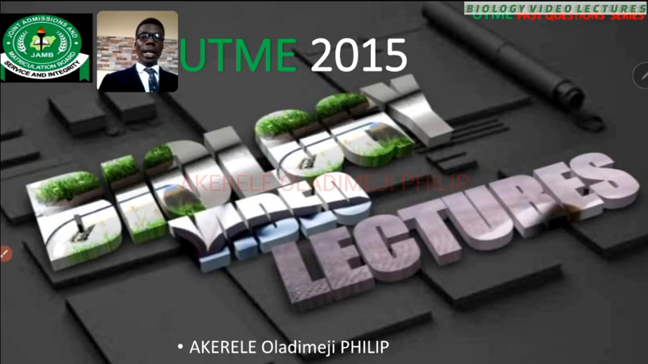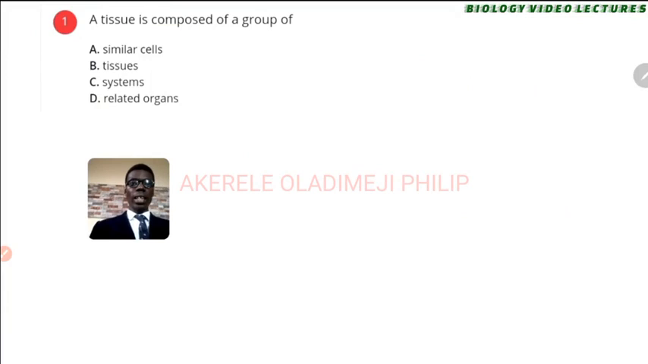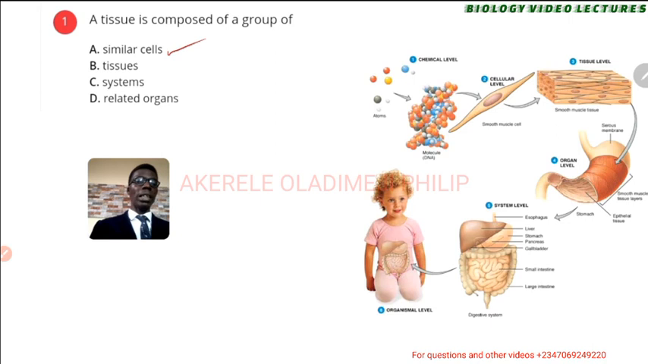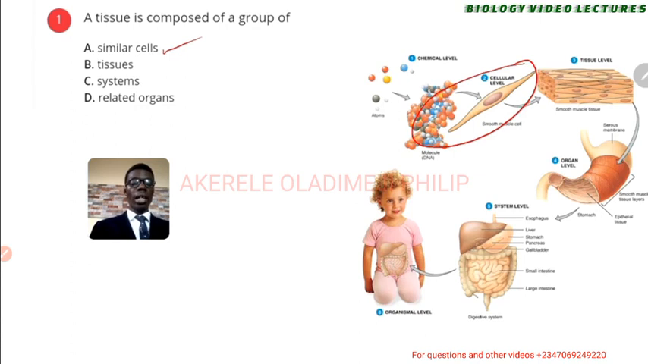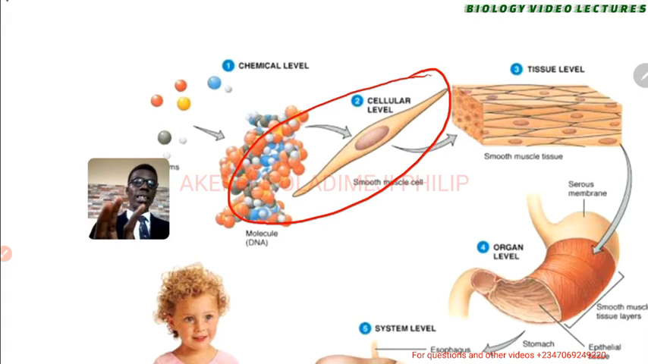All right, it says here, a tissue is composed of a group of dash. That should be group of cells, or let's say similar cells. So let's see what that looks like. This apparently is a muscle cell, just a single cell. This is not a typical cell, this is a specialized cell, which means a cell that executes only a type of function. So this is a muscle cell.